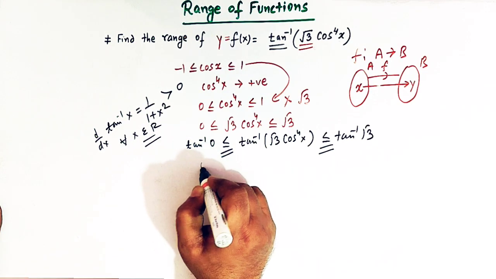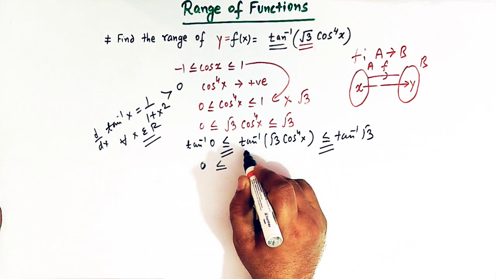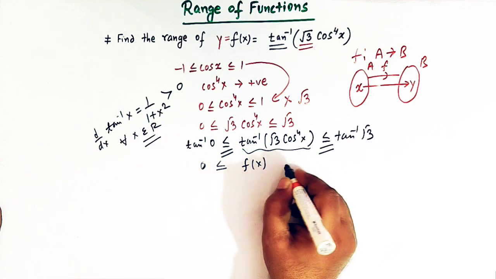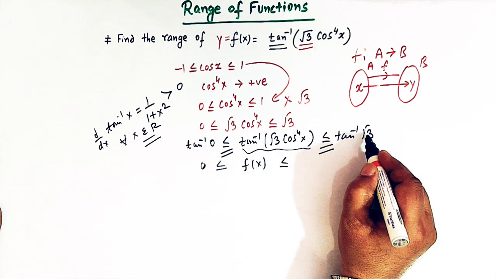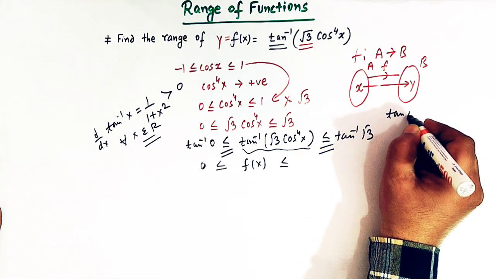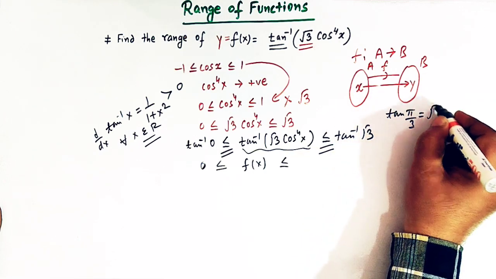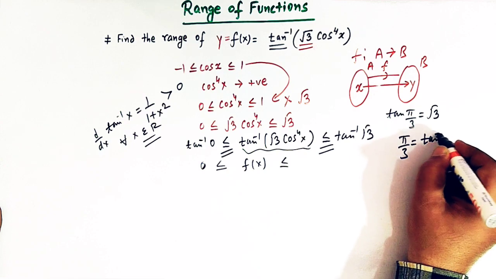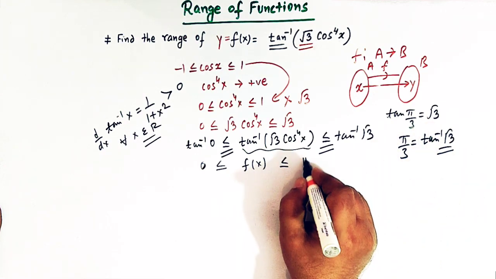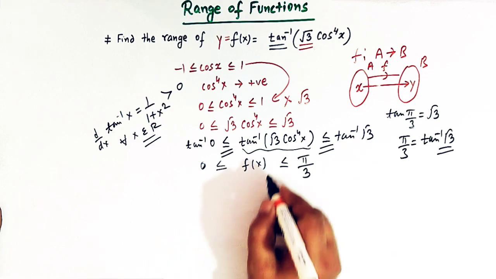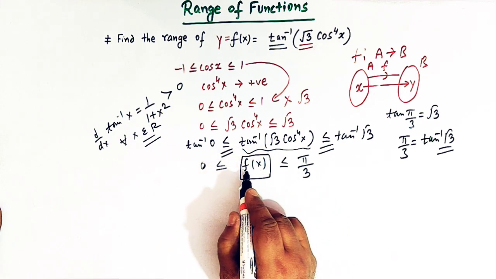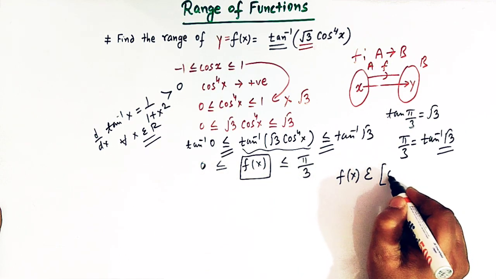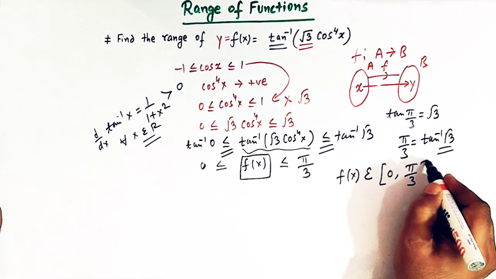Now tan inverse 0 is simply 0, and this middle quantity is now equal to f(x). Here we have tan inverse square root of 3, and we know that tan pi by 3, that is tan 60 degrees, is equal to square root of 3. So pi by 3 is equal to tan inverse square root of 3. So the range of this function f(x) is given by the interval from 0 to pi by 3.